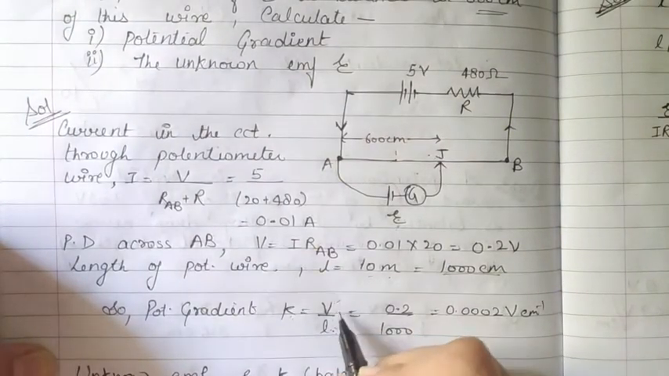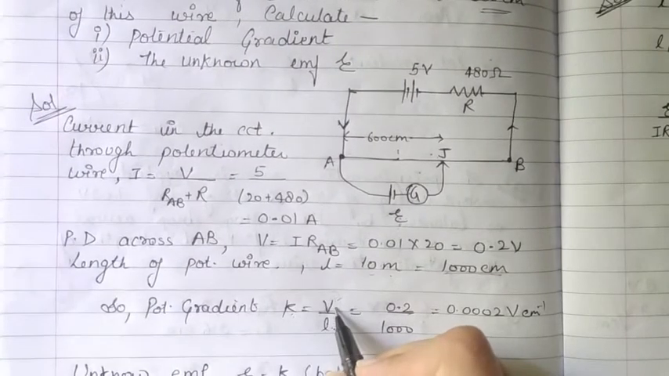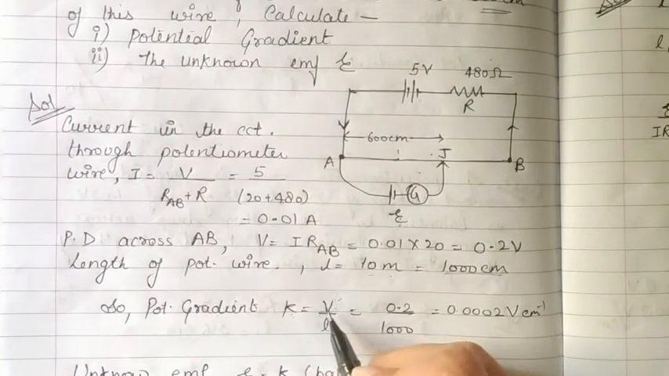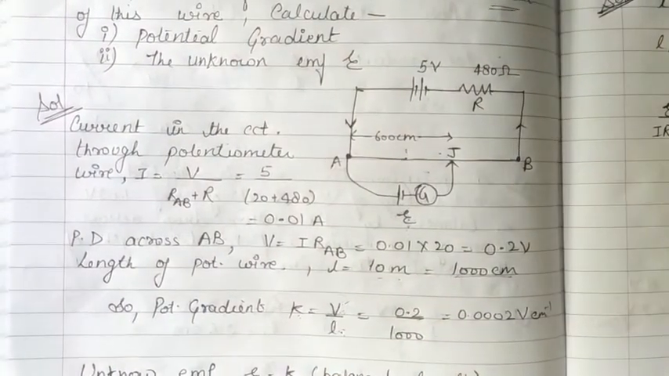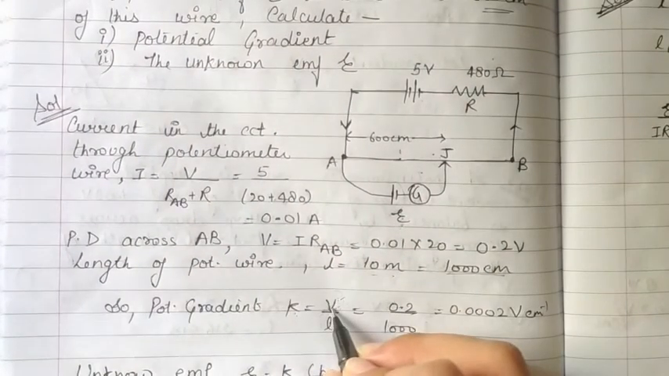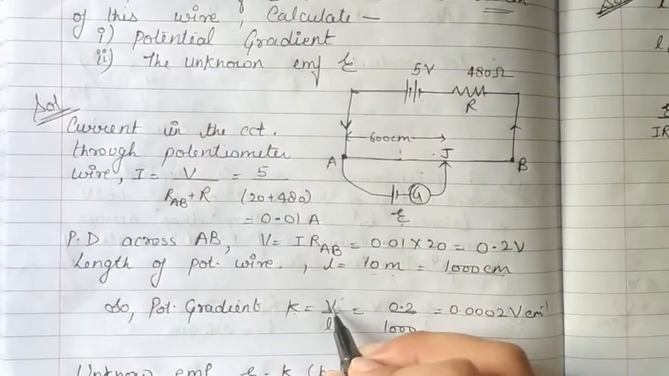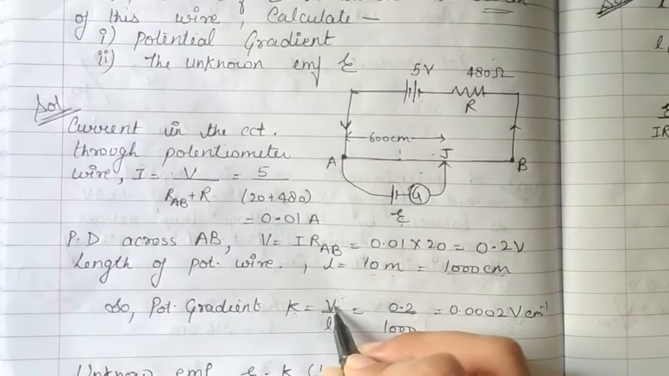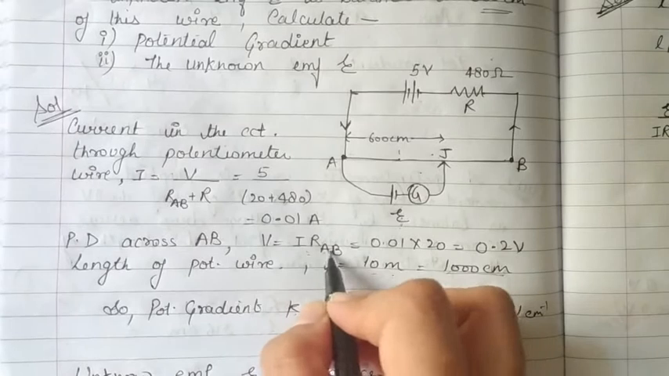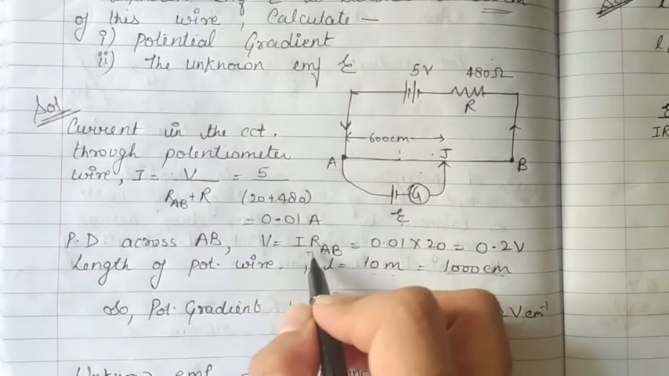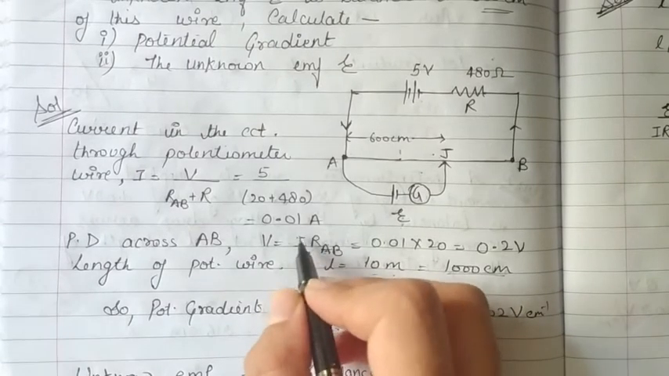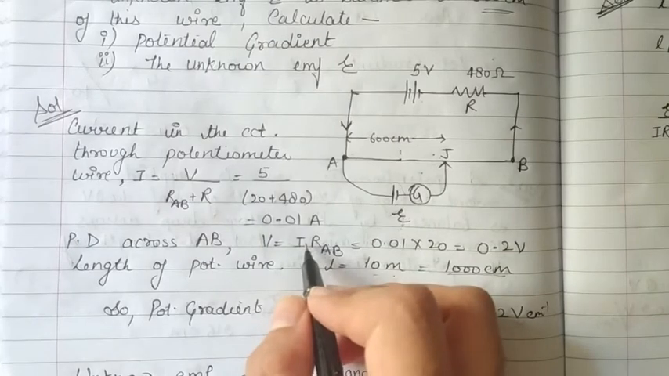So we have to calculate capital V, meaning the potential difference across the wire. What we need is potential difference across AB. According to Ohm's law, V is equal to IR. So if I want to know potential difference across AB, I'll put I R_AB, meaning current across AB into resistance of AB. Now in this, current we don't know, resistance we have in the question, that is 20 ohms, but current we don't know. So first of all we want to find the current.